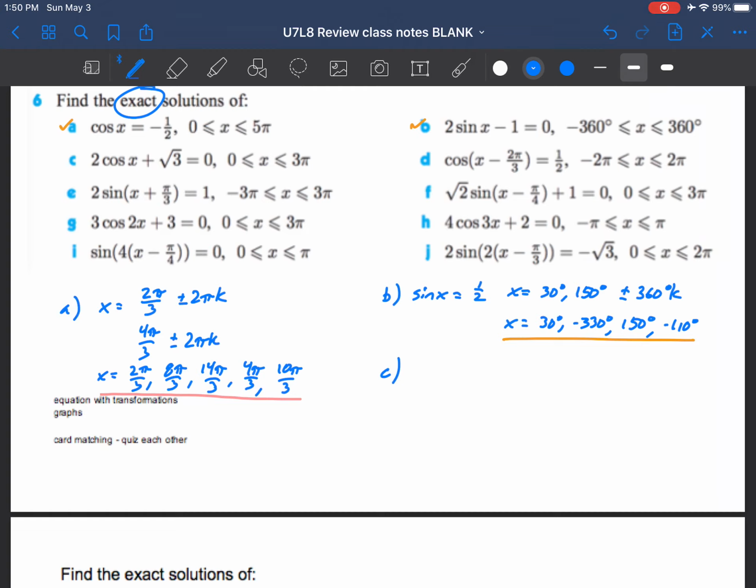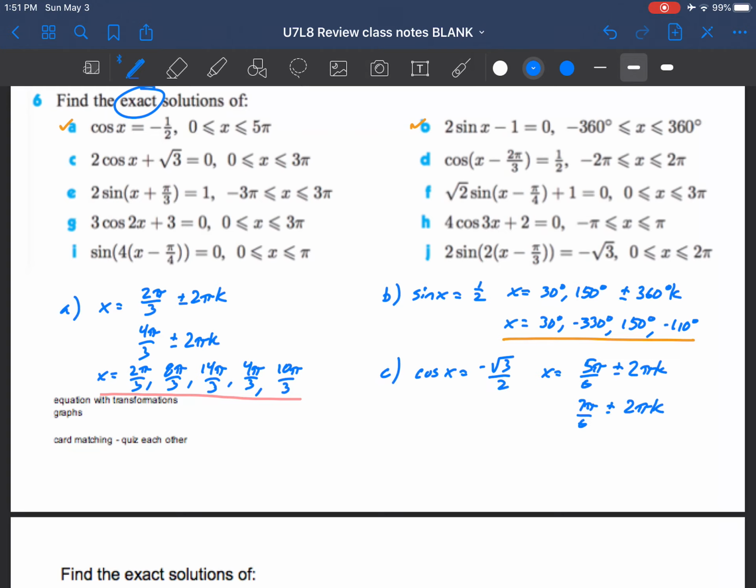All right, so if I isolate cosine x and C, this is cos x equals negative root 3 over 2. So that means x can be, and we're going to be between 0 and 3 pi here. Okay, so let me get my first two. 5 pi over 6, plus or minus 2 pi k, and also 7 pi over 6, plus or minus 2 pi k.